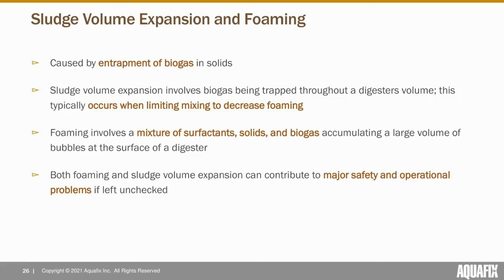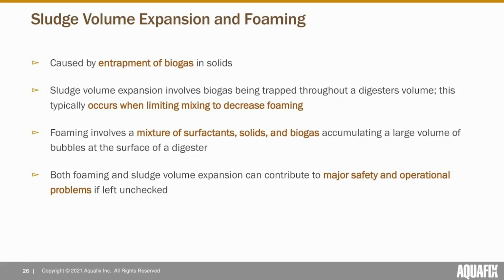And we've had some sites where foam just totally covered their plant and it's a real mess. But anyway, foaming and sludge volume expansion are two similar processes and they lead to similar problems, but they tend to work contrary to each other. So sludge volume expansion is referring to biogas accumulating in the sludge layer, causing it to balloon out, whereas foam is biogas accumulating at the surface of the digester.